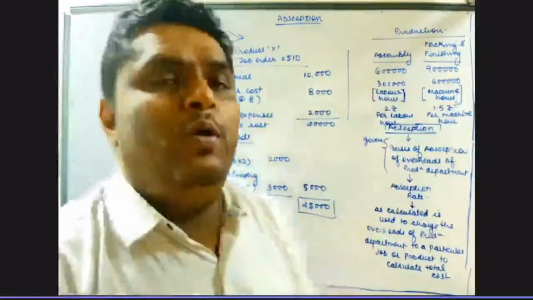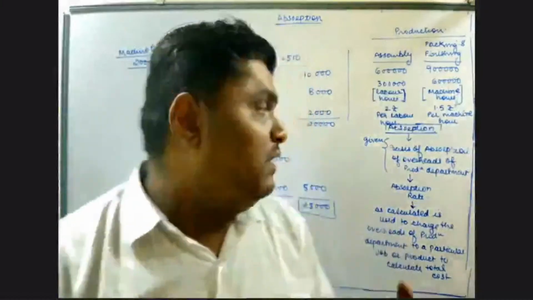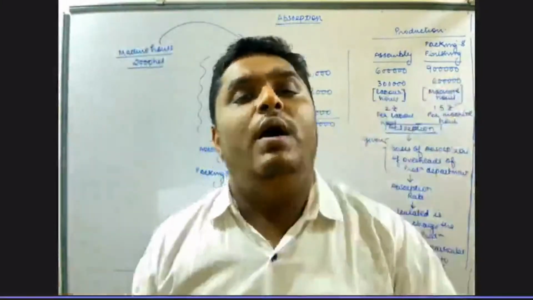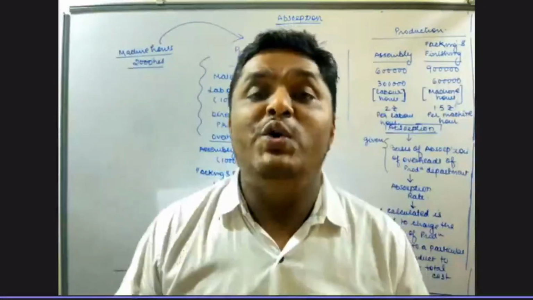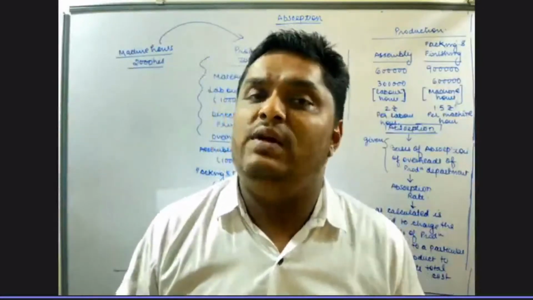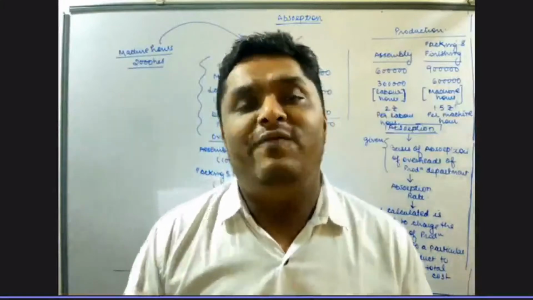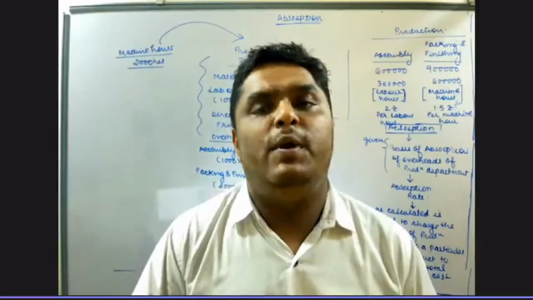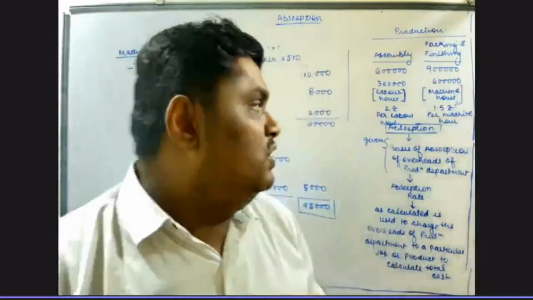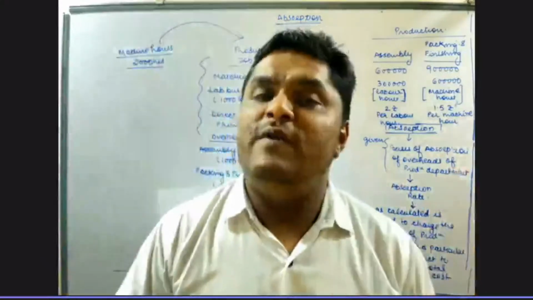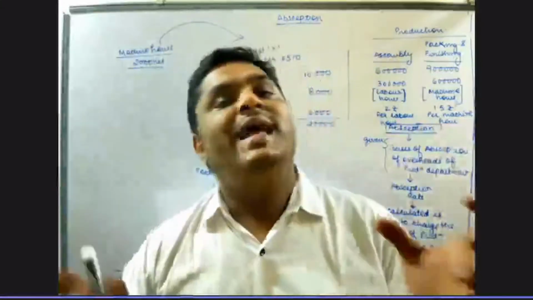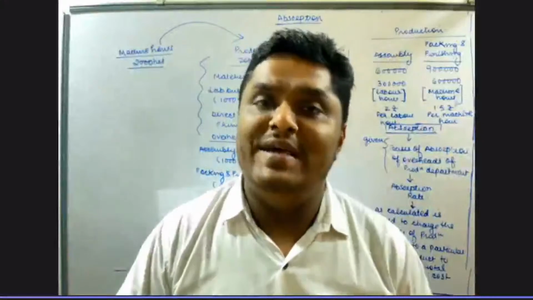So I hope you guys now are thorough with that. What is the use of absorption, how to absorb the overheads, how to use the absorption rate as calculated to charge the overheads of production department to a particular job or to a particular product to calculate the total cost. So this is all about the concept of absorption. Now herein I have absorbed the overheads using labor hours or machine hours. There are many other ways of absorption of overhead.